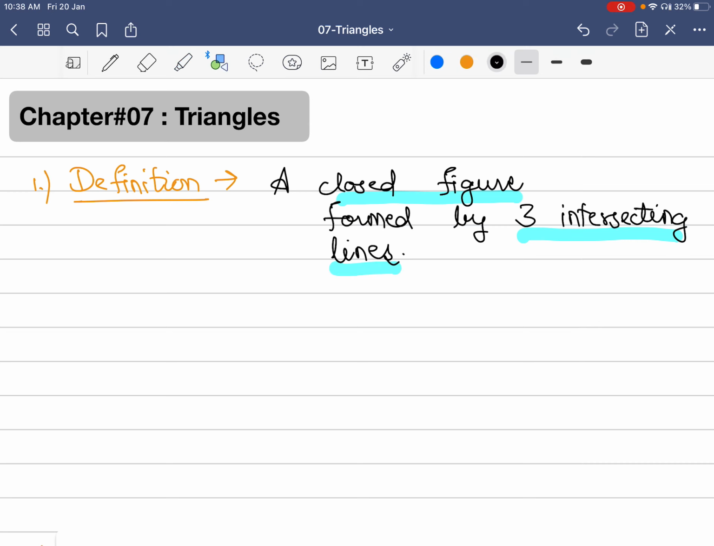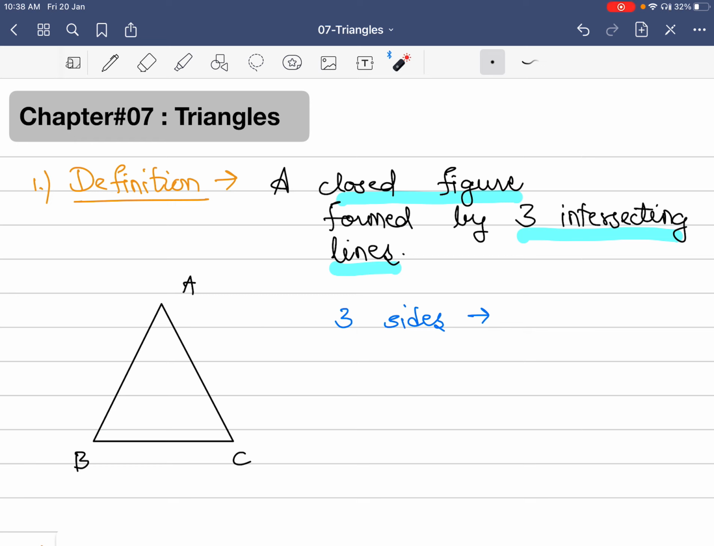So let's try to draw a triangle. Okay. So this is a closed figure formed by three intersecting lines. It's called a triangle. Now let's try to name it. This is A, this is B, and this is C. Now we all know that every triangle has three important properties, or you can say three important aspects to it. The first one is a side, so it has three sides. Okay, so I'm going to name them. In this triangle, we have three sides which are AB, BC, and AC.